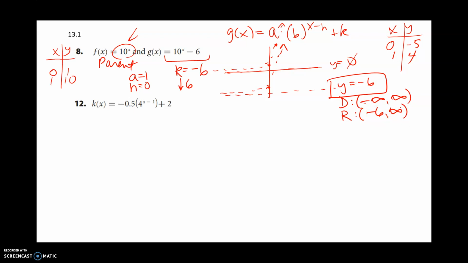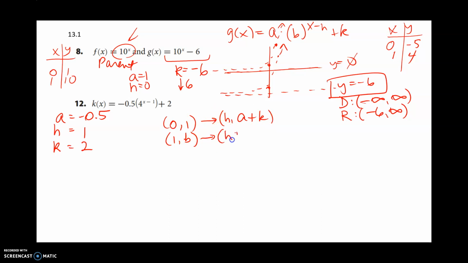Okay, let's look at 12. 12 says, state the domain and the range, identify the new values of the reference point and the asymptote. All right, so first I'm going to identify a, h, and k. A is -0.5, h is 1, k is 2. So this is growth, and your reference points for growth are the reference points for the parent. They transform into this. You will be given this.